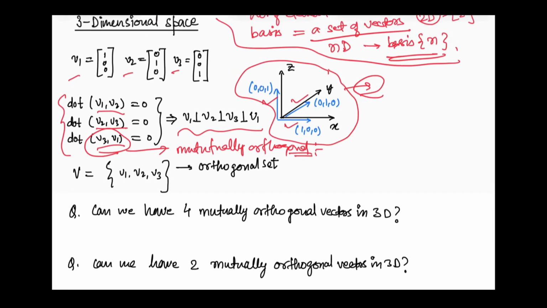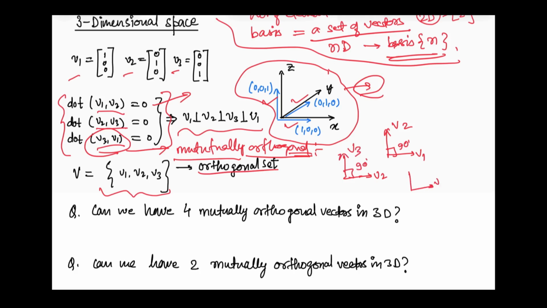So in a three-dimensional space, we have three vectors v1, v2, and v3. For this set of vectors to be an orthogonal set, these conditions must be satisfied. That is, all vectors are perpendicular to each other, and this condition is called mutual orthogonality. So v1 has 90 degrees with v2, v2 and v3 have 90 degrees between them, and v1 and v3 also have 90 degrees between them.